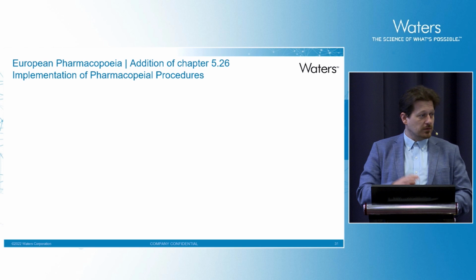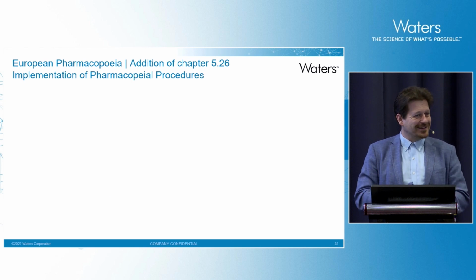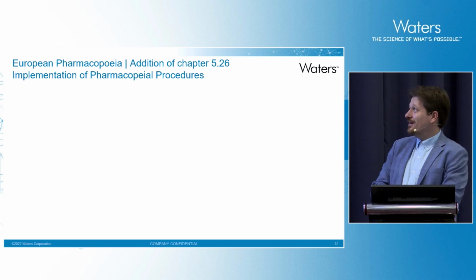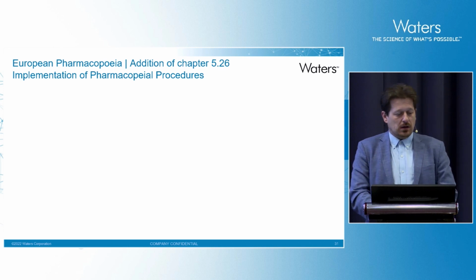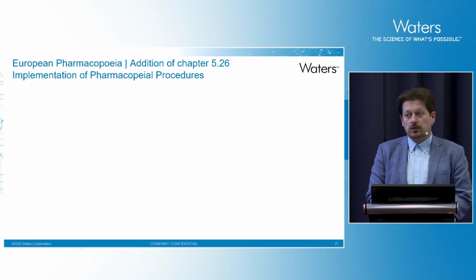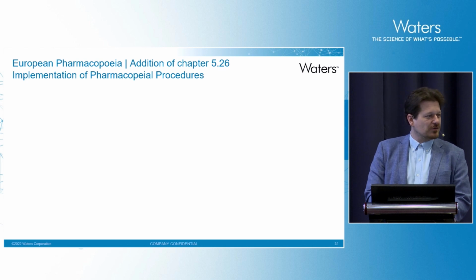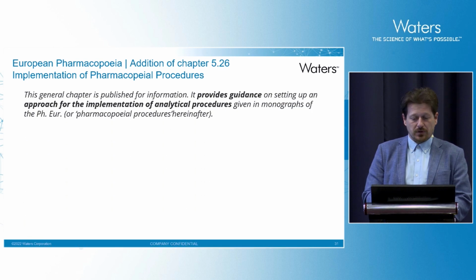This was the biggest change, yeah, I can say. There is another part left, good in time. It's the addition of a chapter, implementation of pharmaceutical procedure 5.26 in EP. There is no equivalent in the USP, but something a little bit similar, the 1220 about method life cycle.